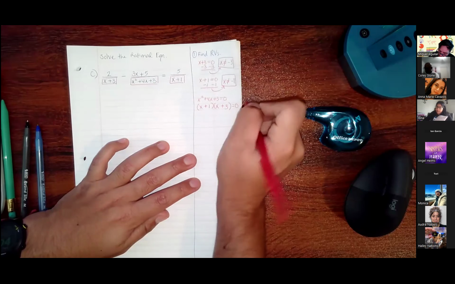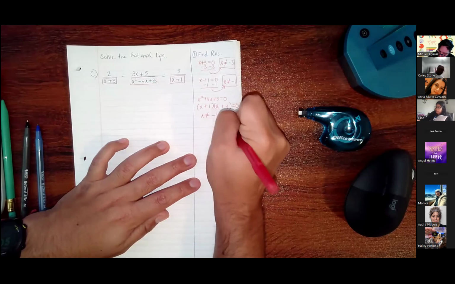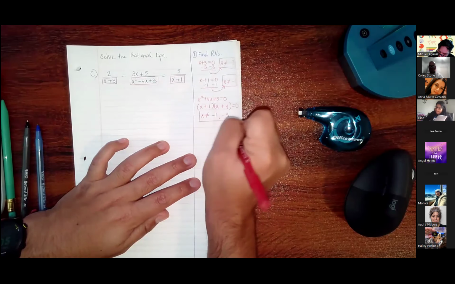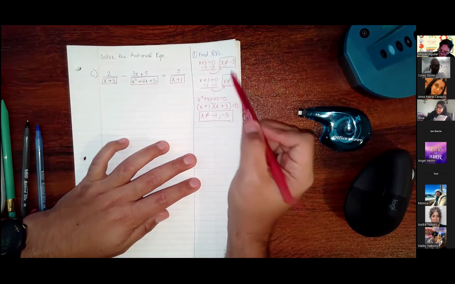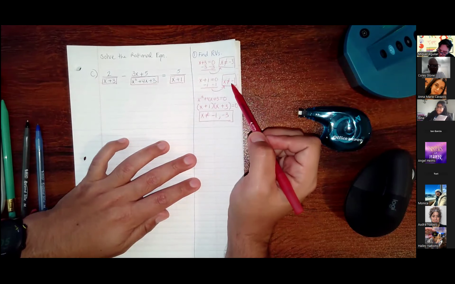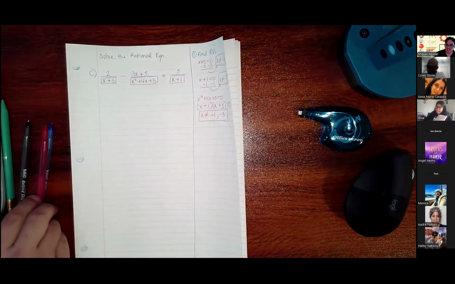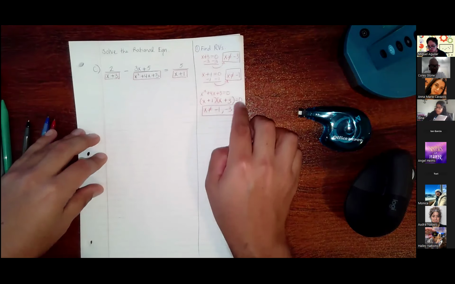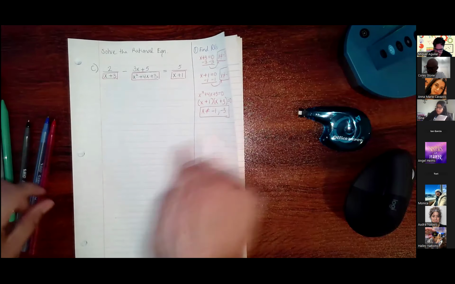So if I use my zero product property, x cannot be equal to -1 or -3. But those are the exact same restricted values that we had before. So in reality, the restricted values are just -3 and -1. We don't have to write it twice. We ended up getting the same restricted values. Any questions about that restricted value part?